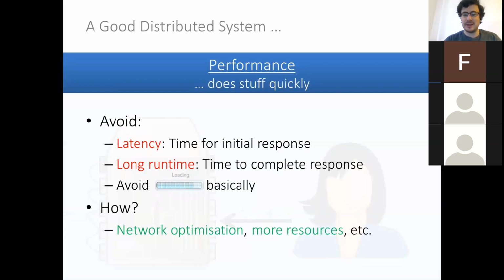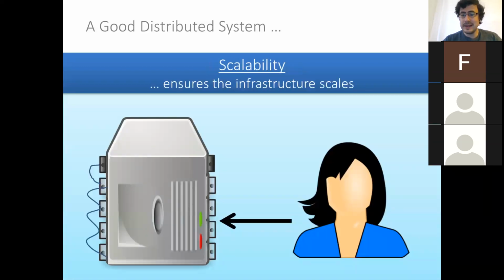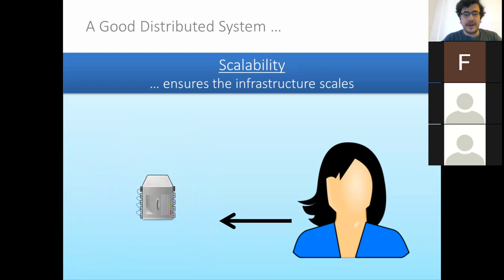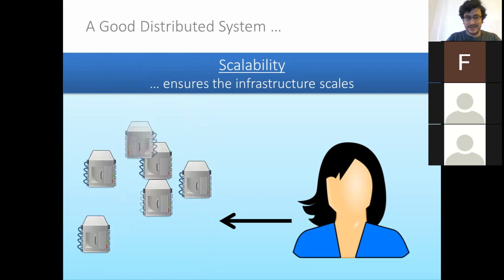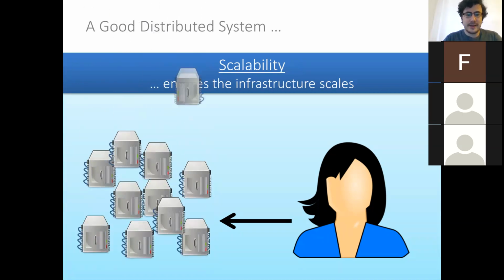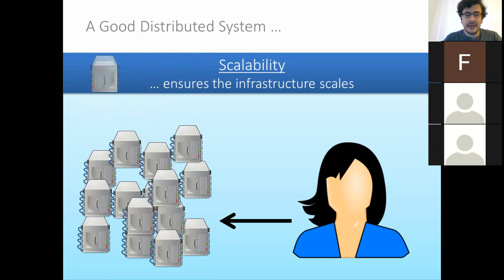How can we do this? We can try to reduce the amount of data that we transfer over the network, try to assign more resources to something that's running slowly, and so forth. So the final element that's important is scalability, which is to ensure that it's a good characteristic of a distributed system if it can scale. So what does this mean? It means that we can scale in terms of adding more machines or sets of machines, let's say. So that's one aspect of scalability.